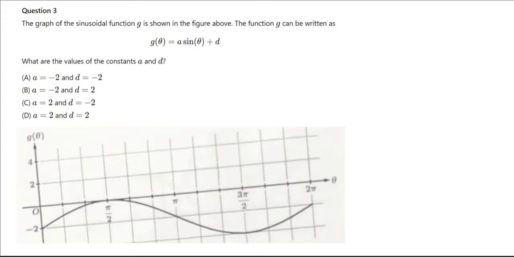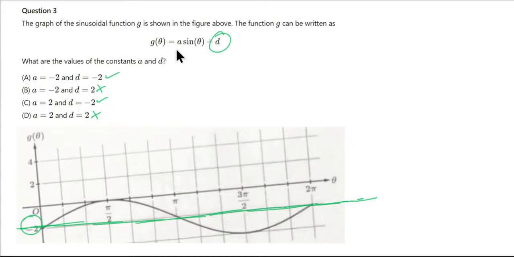I think d is the easiest to find because d is just the midline, and the midline is something that I can just see, right? Isn't this the midline? This is the line that is passing right through the middle. So this is definitely the midline, which is represented by d, and I can just say that that's -2. So I know that the answer has to be either a or c. d = 2 doesn't make any sense.